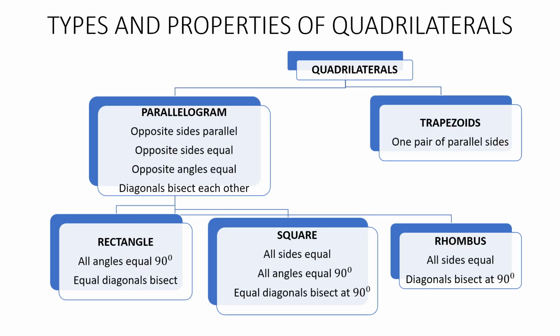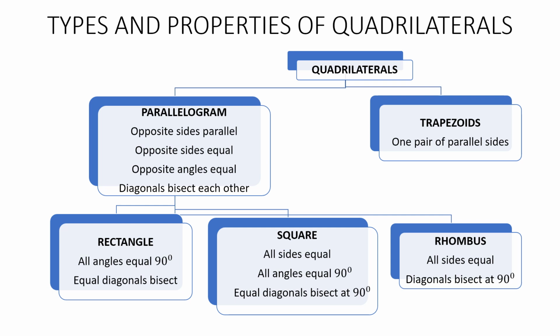We are going to prove some properties for different type of quadrilaterals, but before that, please keep this diagram in mind. It will be helpful to answer the objective questions. Quadrilaterals are basically two types. One is parallelogram, another is trapezoid or trapezium. For trapezium, there is only one pair of parallel sides. Now you have parallelogram in which opposite sides are parallel, opposite sides are equal, opposite angles are also equal and diagonals bisect each other. Now from parallelogram you have other three types of quadrilaterals.